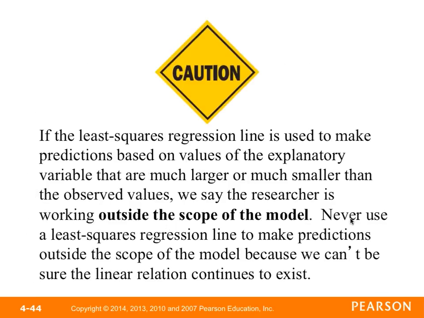Now, one word of caution here is that if the least squares regression line is used to make predictions based on values of the explanatory variable that are much larger or much smaller than the observed values, then the researcher is going to be working outside of the scope of the model. And we never want to use a least squares regression line to make predictions that are outside the scope of the model because we can't be very sure that the linear relation continues to exist. So we only know that it exists on the points for which we've built it. We can go a little bit outside of there, but not too far.